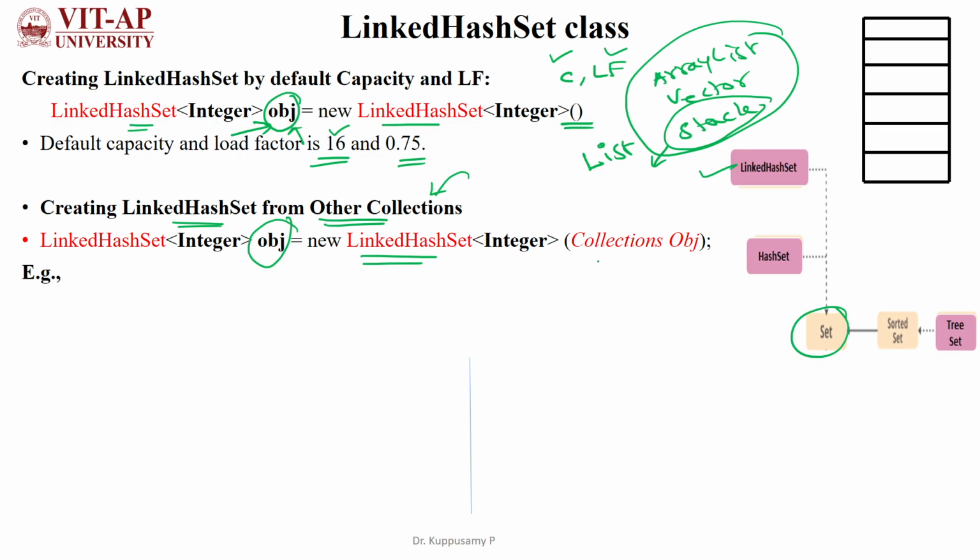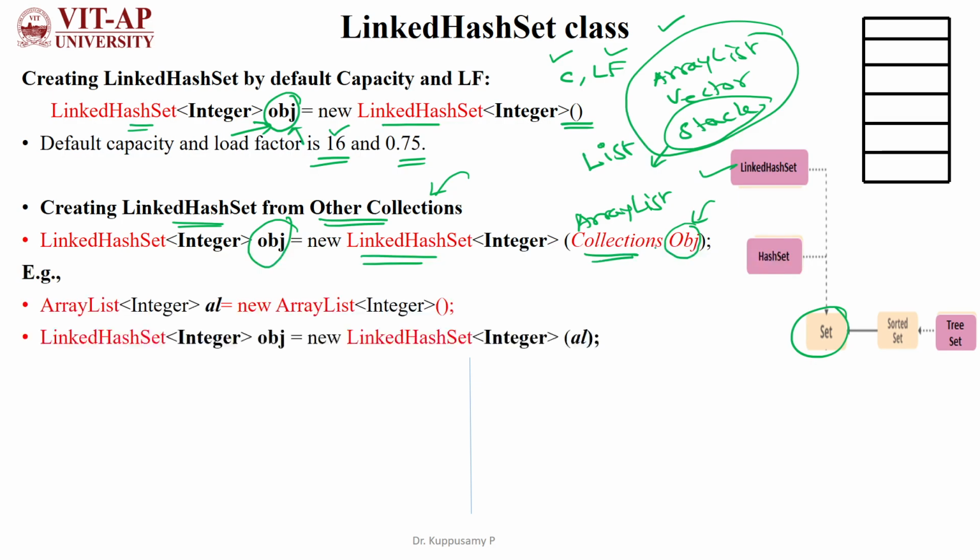So here the syntax is given. The elements which are stored in this Java collection object variable will be given here, and the respective collection, either ArrayList or Vector or Stack, like that we can give the collection name and its object variable. For example, here you see I am creating the object variable al by using the ArrayList class which is implementing the List interface. Then the wrapper class generic data type is given here, Integer.